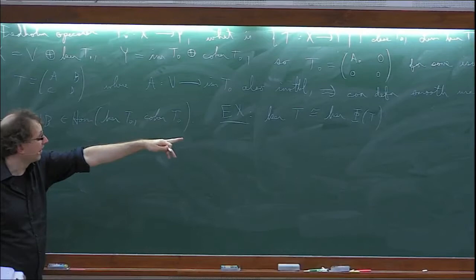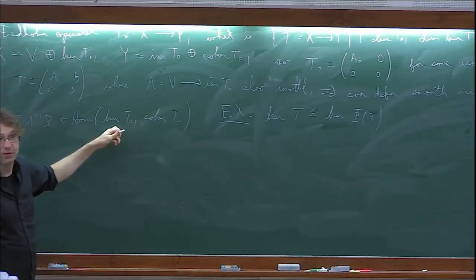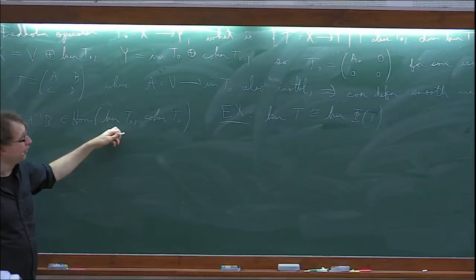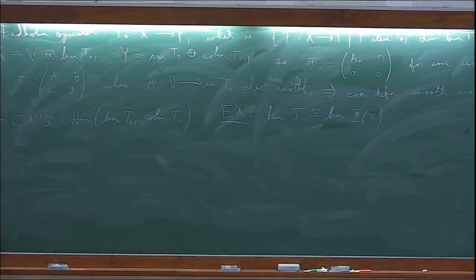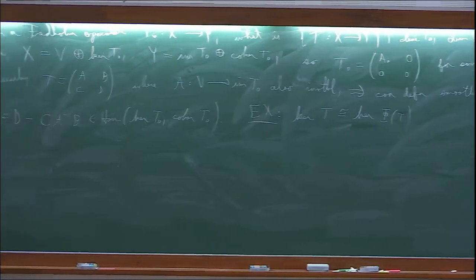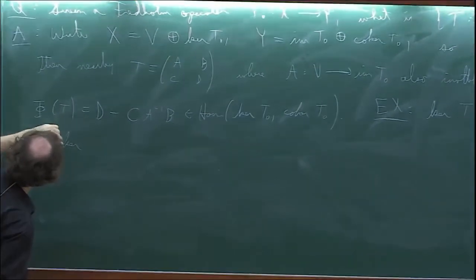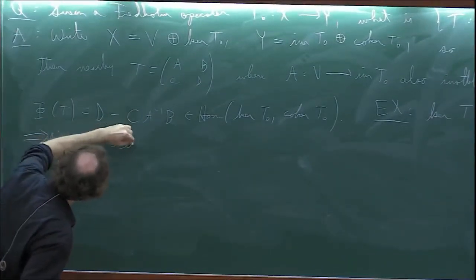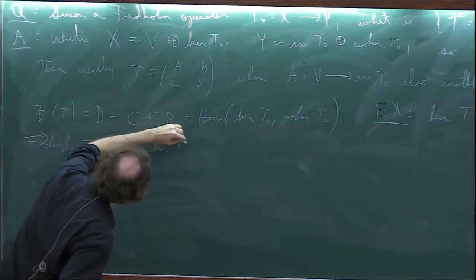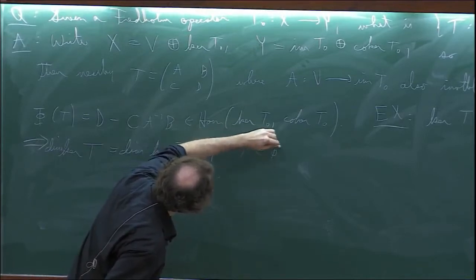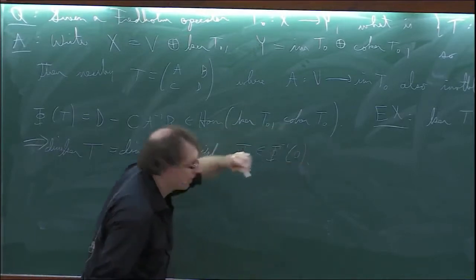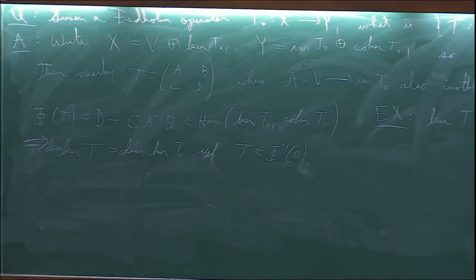The kernel of T cannot be larger than the kernel of T naught. Usually it's going to be smaller. It's going to be the same if and only if phi of T actually vanishes. So nearby, we can say the dimension of the kernel of T equals the dimension of the kernel of T naught if and only if T is in the zero set of the map phi. And that's a smooth map.